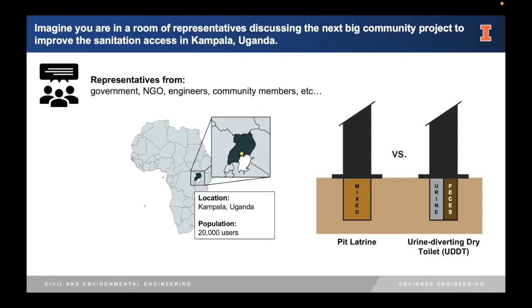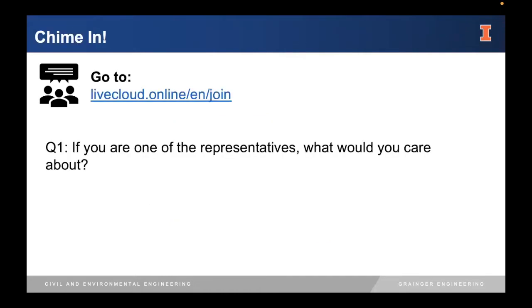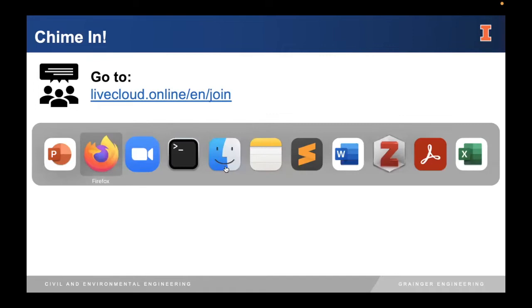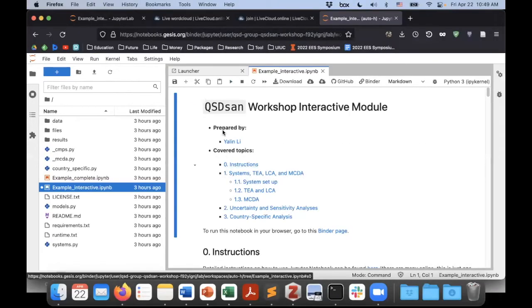The whole city of Kampala is much larger than that, but we're just looking at a small neighborhood. So just think about, if you are a representative thinking about what system you want, what kind of things would you care about? If you're trying to make this decision, what decision-making criteria do you want to consider, what types of people should you involve, just anything that you think would be relevant to the project. And so we are going to create a word cloud.